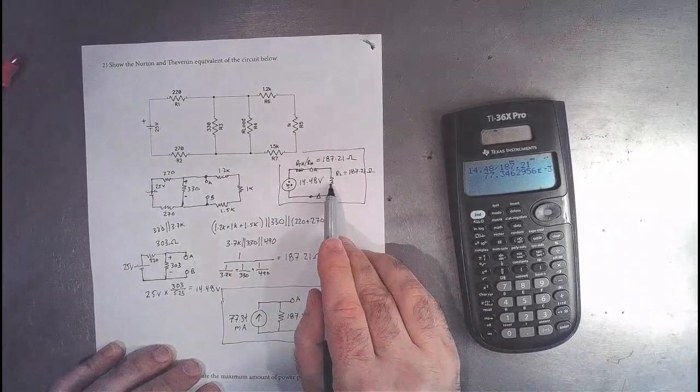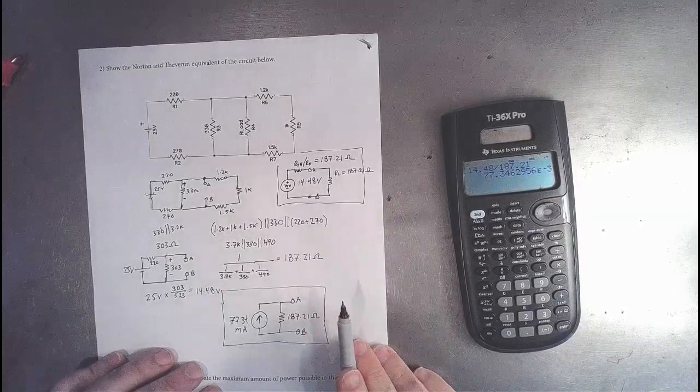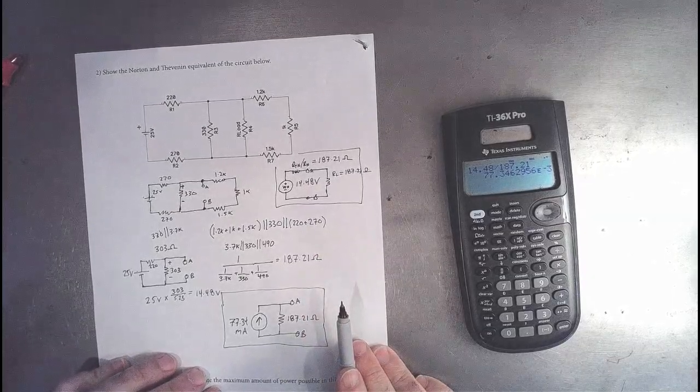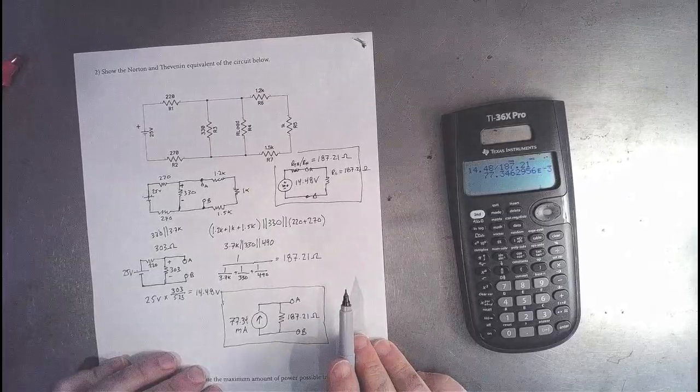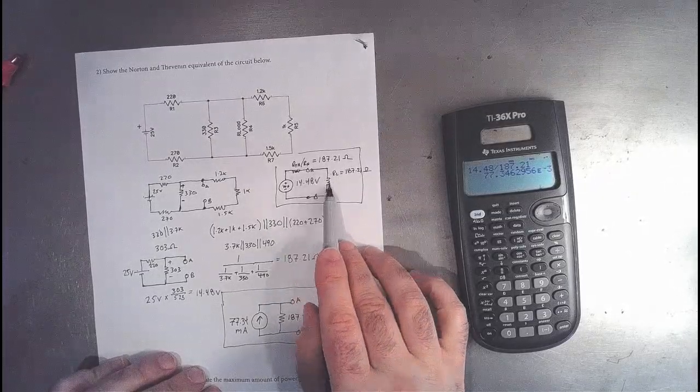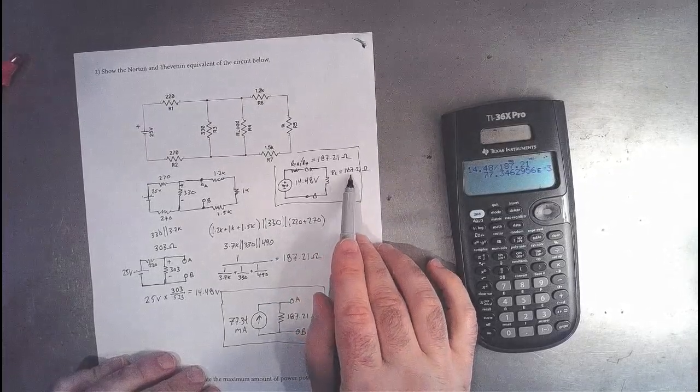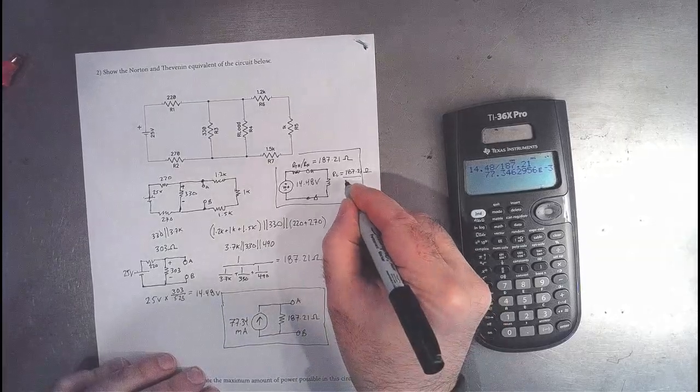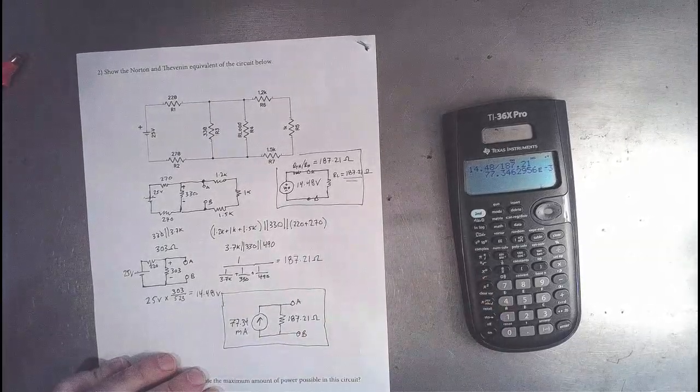So if this were some sort of a resistive filament or something like that, that you actually wanted to dissipate a lot of power, you would want it to dissipate the most it could. And so we just use the max power transfer theorem there.